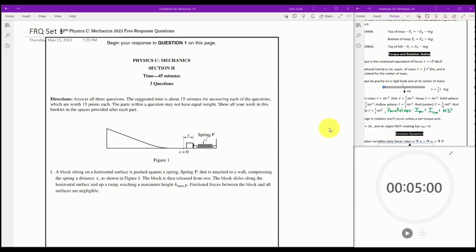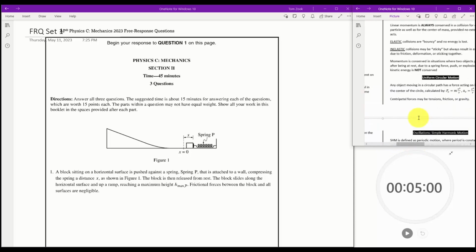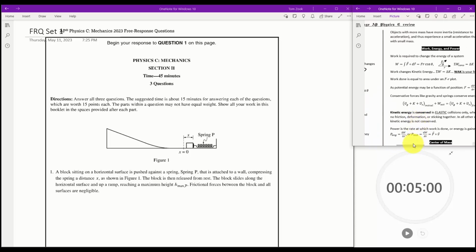Hello, boys and girls. We're going to take a look at last year's FRQs. We're going to go through and do this as a 5 minute per FRQ look. So it's going to be a little more than 15 minutes with all the chit chat and going back and forth. And I'm going to do this while also having a copy of the one pager up here just for some reference.